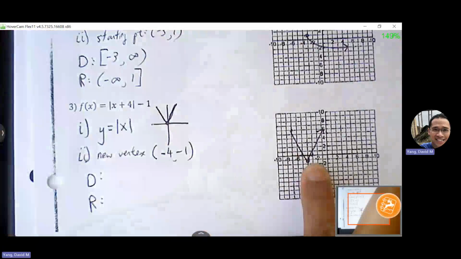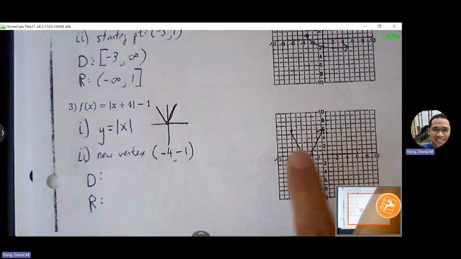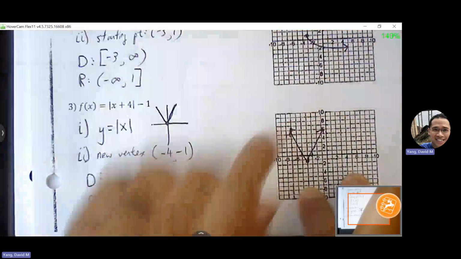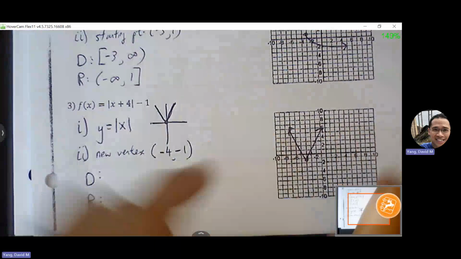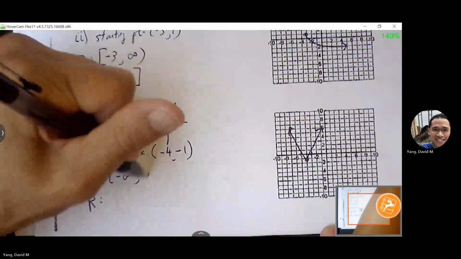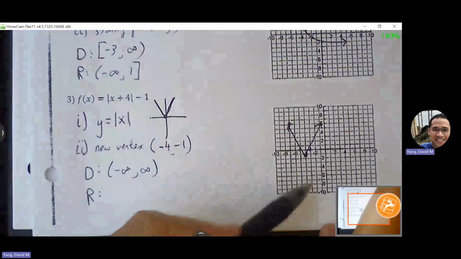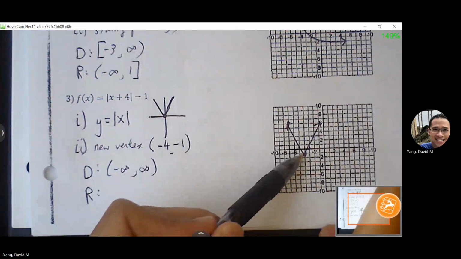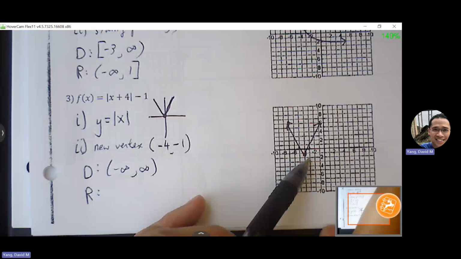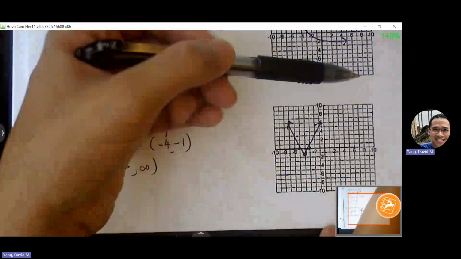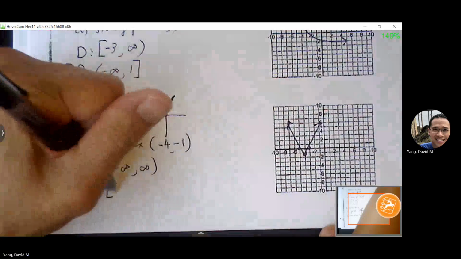Okay, domain and range. The arrows are going left and right towards infinity and infinity, so all real numbers. But the range, we do have a lowest y value of negative 1, and it's going to go from lowest y value negative 1 to highest y value infinity.